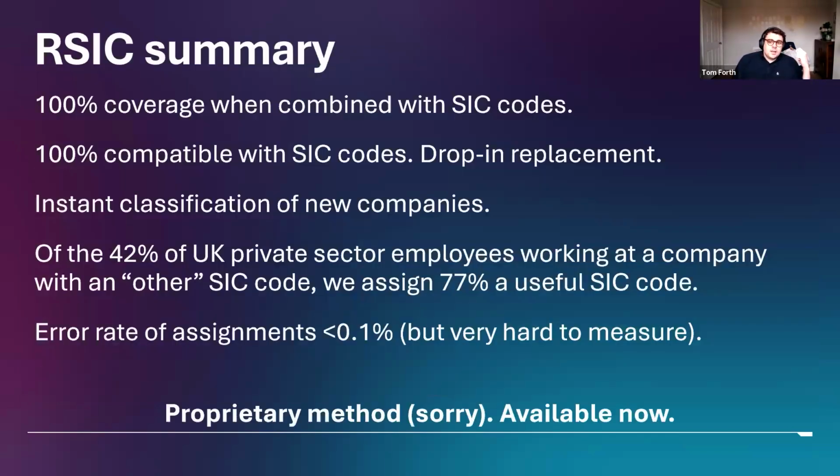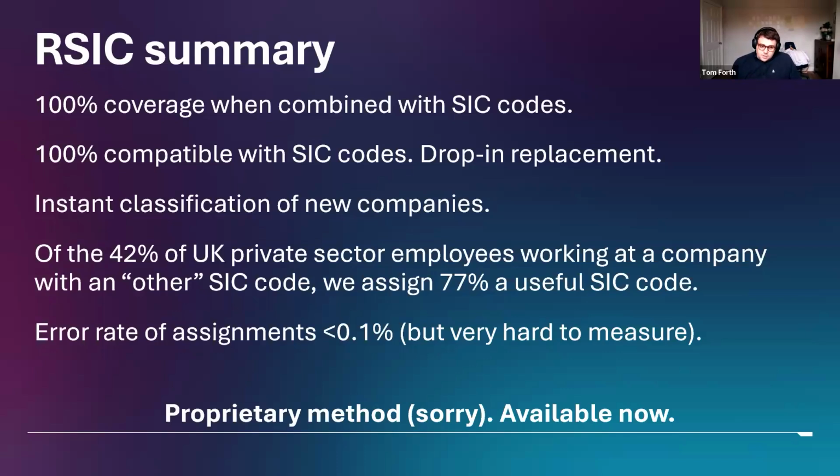So in summary, RSICs have 100% coverage when you combine them with SIC codes. They are a 100% compatible with SIC codes solution. They are a drop-in replacement. You don't have to rebuild any internal systems. You can keep reporting using your SIC code systems. They instantly classify new companies. So you give us a website, we'll tell you the RSICs.